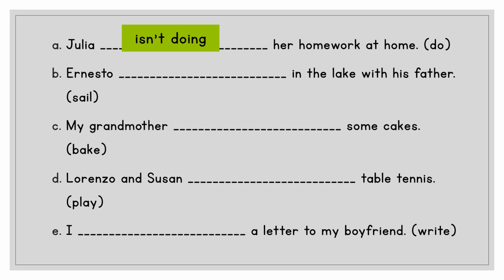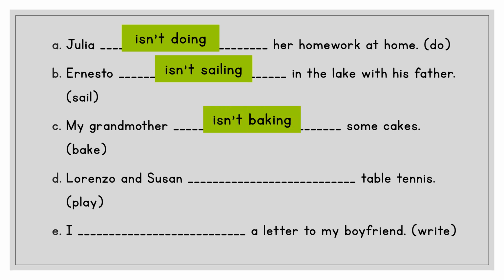Okay. B, Ernesto. Singular or plural? Singular. So should we use isn't or aren't? Isn't. So Ernesto isn't sailing in the lake with his father. Macam biasa, betul right? Salah buat pembetulan dengan pen merah. Salah, it's okay. C, my grandmother. Isn't or aren't?